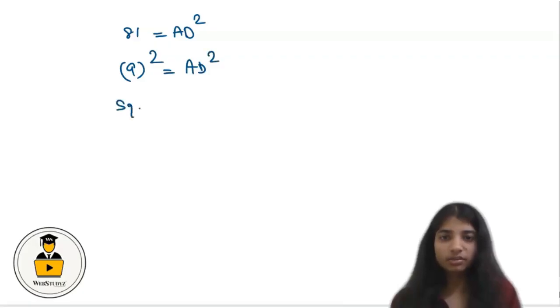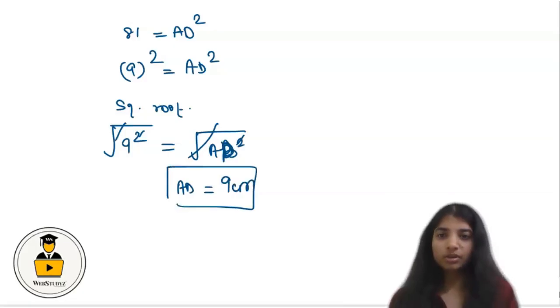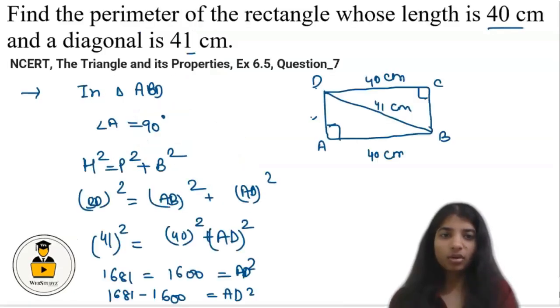So taking the square root on both sides, the square root of 9 square is equal to the square root of AD square. The square root cancels the square on both sides, and we get the value of AD. So the value of AD from here is equal to 9, and this is in centimeter. So AD, that is our base, or the breadth in case of the rectangle, is 9 centimeter.